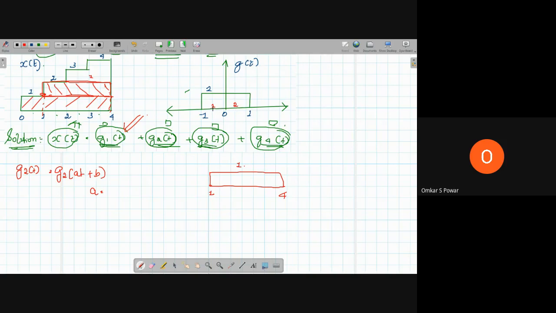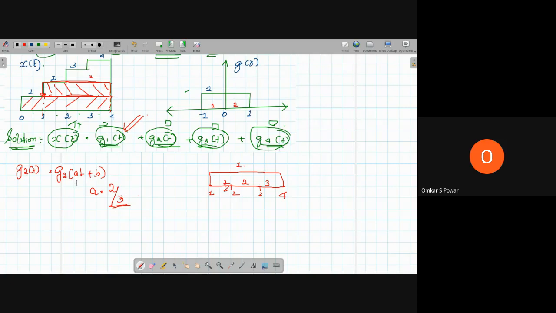Magnitude of units, number of units in G of t, that is 2, and number of units here. So it varies from 1 to 4. So 1, so 2 will be here, 3 will be here. What is the units? It is 3. So A is equal to 2 by 3.